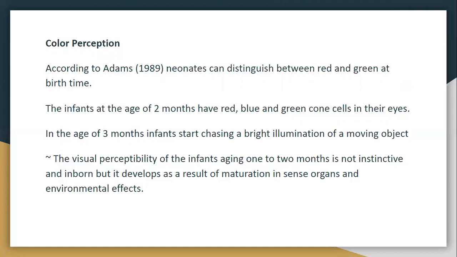अब जो visual perceptibility है of an infant of age 1 to 2 months is not instinctive and inborn. लेकिन maturation की वजह से जो sense organs में maturation आती है उसकी वजह से वो eventually develop होती है stage by stage. It is not something that babies are born with. Visual perceptibility develops as a result of maturation.